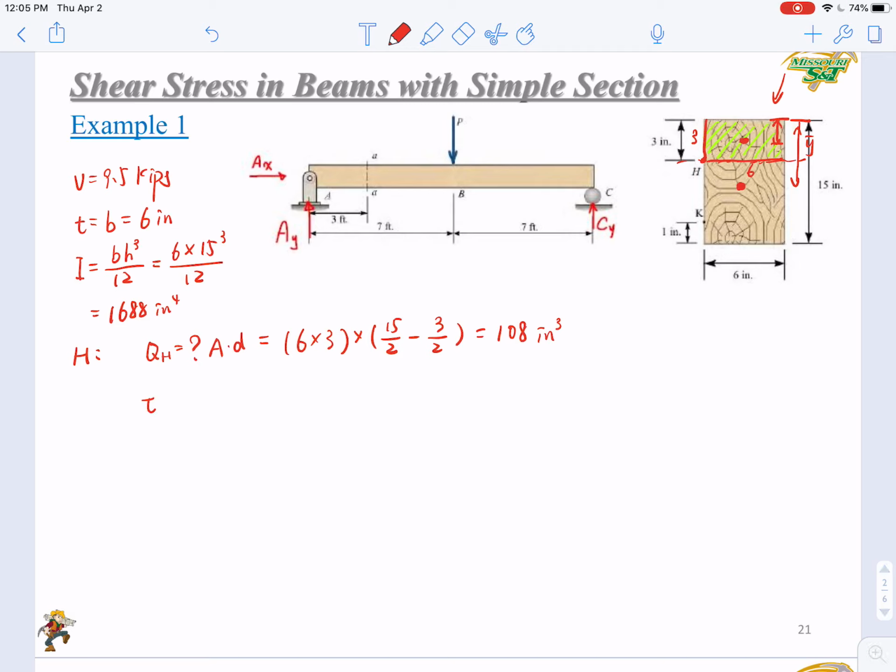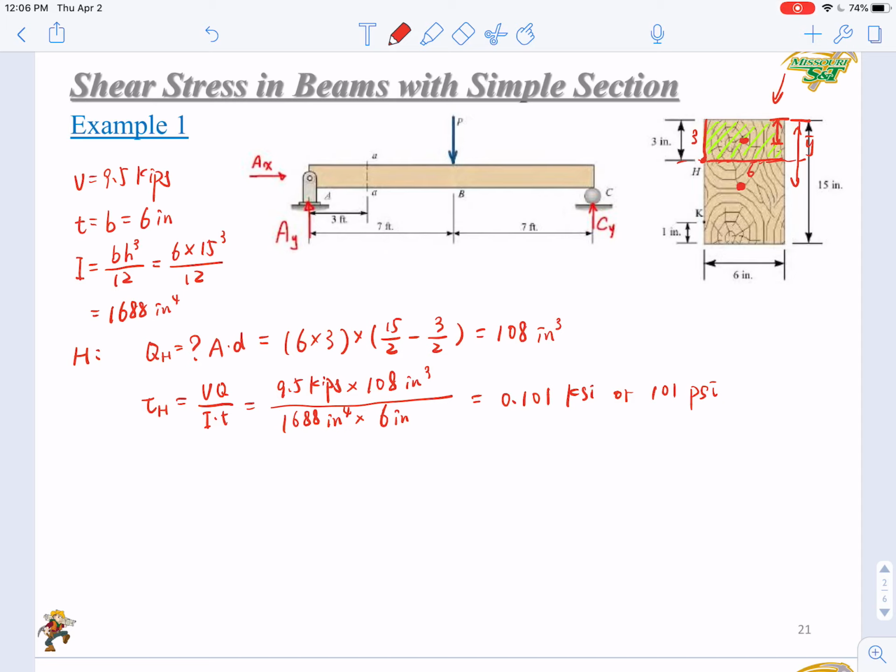Then tau H, the shear stress at point H, can be calculated as VQ over It. V will be 9.5 kips times 108 cubic inch over 1688 inch to the 4th by 6 inch. So you get 0.101 ksi, or 101 psi. Okay, so this is the shear stress at point H.